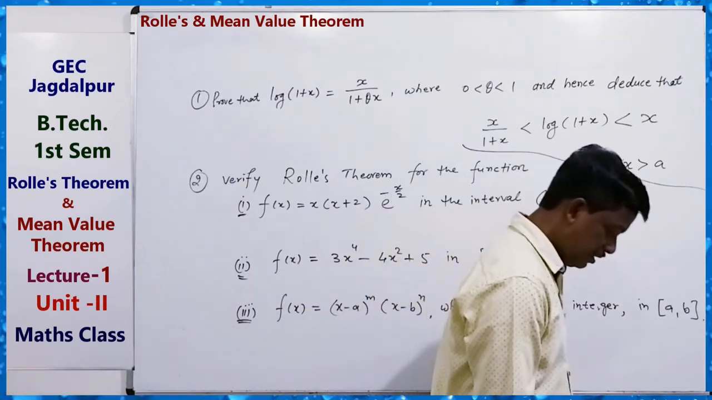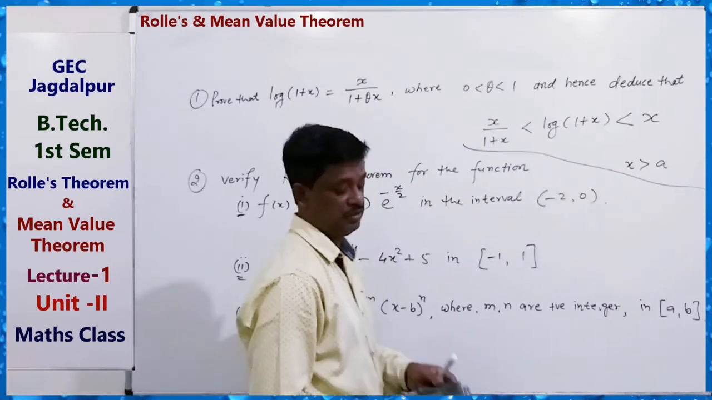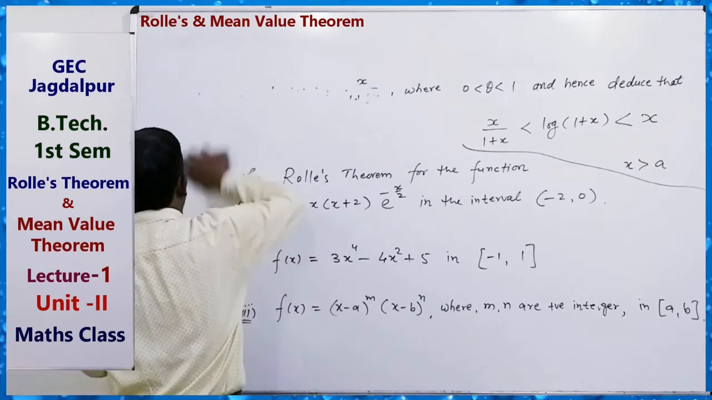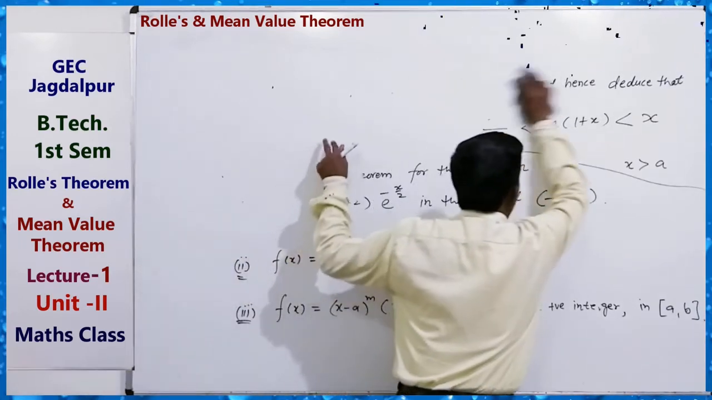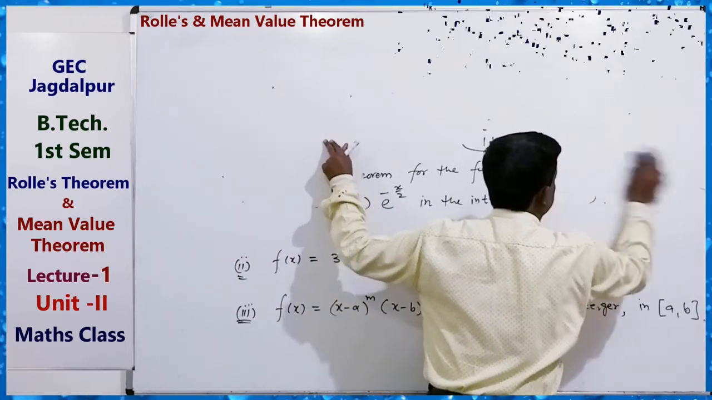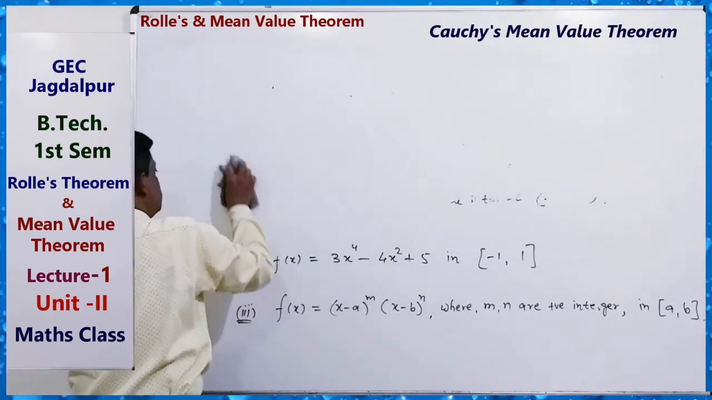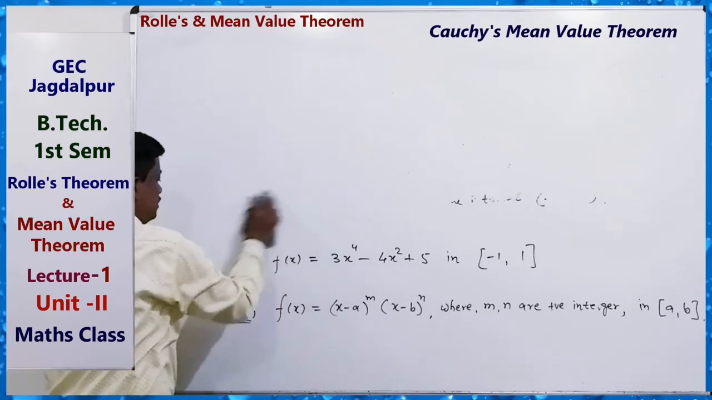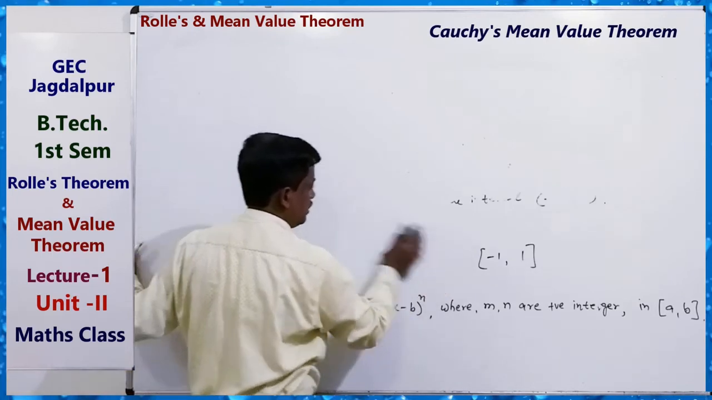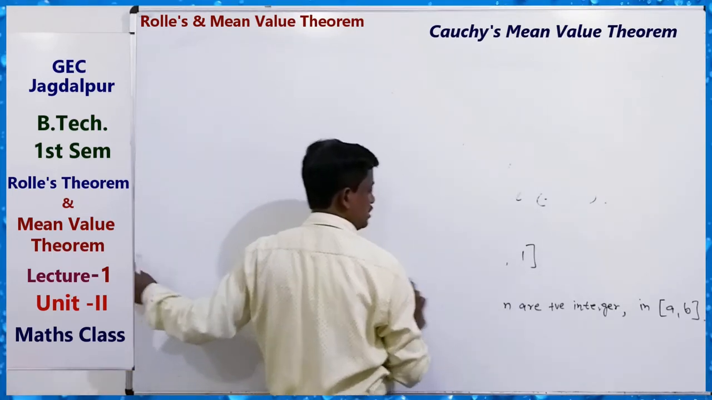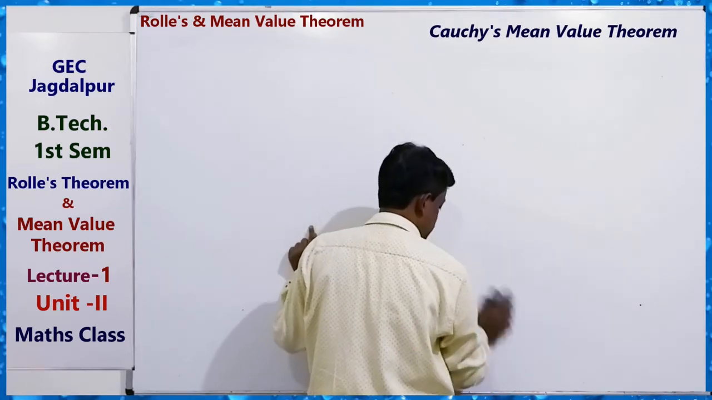Now here one more theorem is there, Cauchy's mean value theorem. The Lagrange mean value theorem is the main theorem, and its particular form is Rolle's theorem. Here is a general form, a generalization of this theorem. The generalization of the mean value theorem is Taylor's theorem. But here Cauchy's mean value theorem is also a statement.